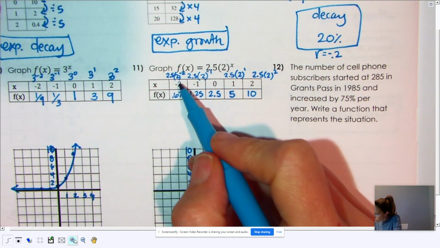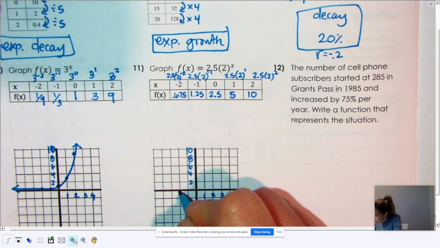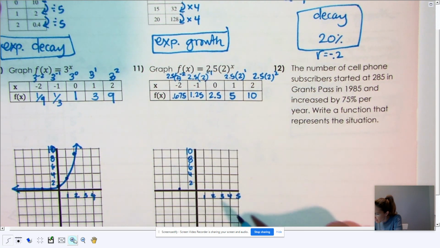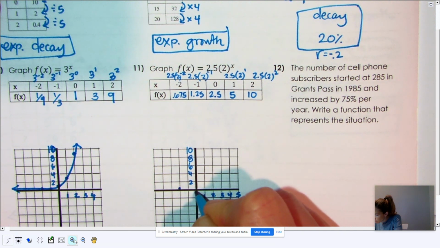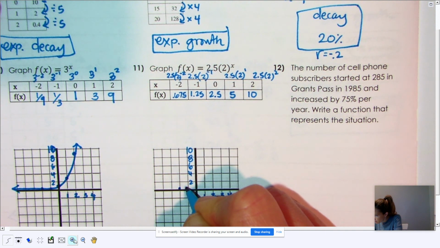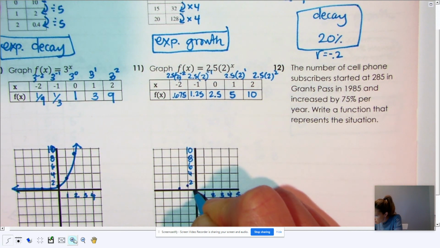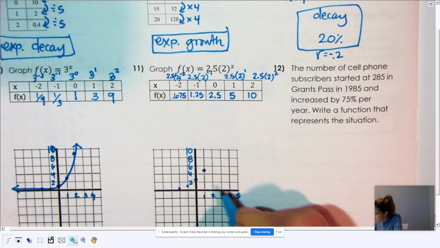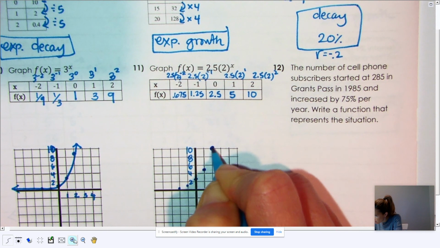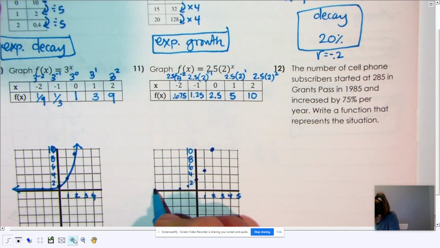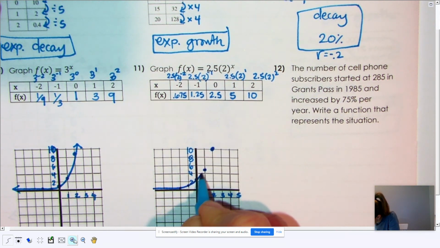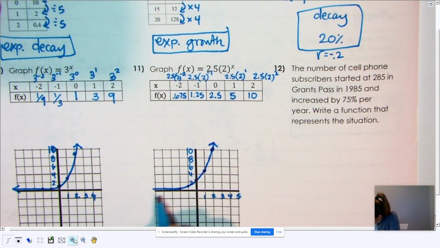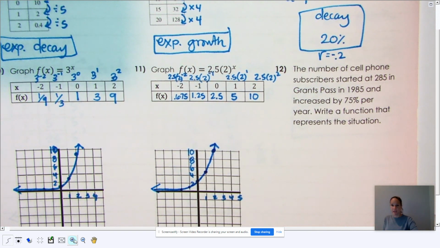So for this first one here, I'm going to go to -2 in the x direction, 0.675. I'm going to go to -1 in the x direction, and then 1.25. Then I'm going to go to 0, 2.5 is about right there. Then I'm going to go to 1, 5 is right in between 4 and 6, and then 2, 10 would be all the way up there. So again, here's our asymptote on the side, and then it's growing, growing, growing. And that is your answer for that one.